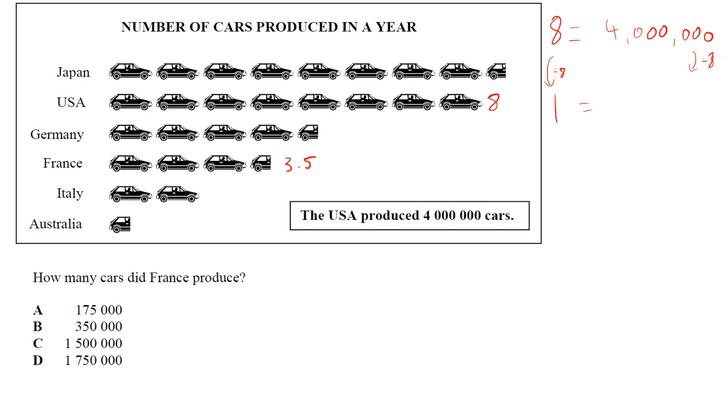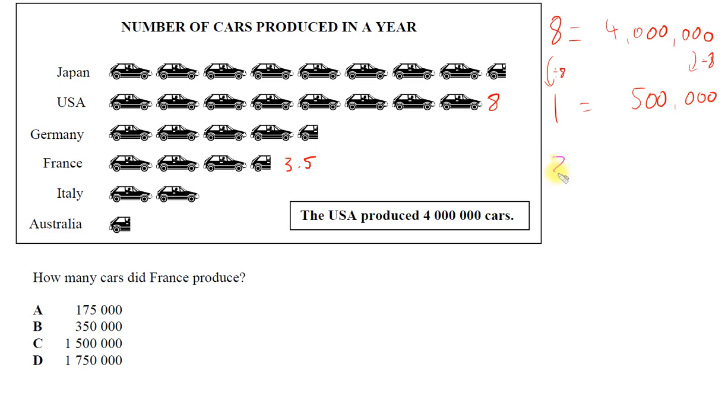So 4 million divided by 8 is, well, divided by 4 million would just be 1 million, and then divided by 8 is half of that again. So the answer here is 500,000. So, now that we know that one car represents 500,000 cars, we should look at France.